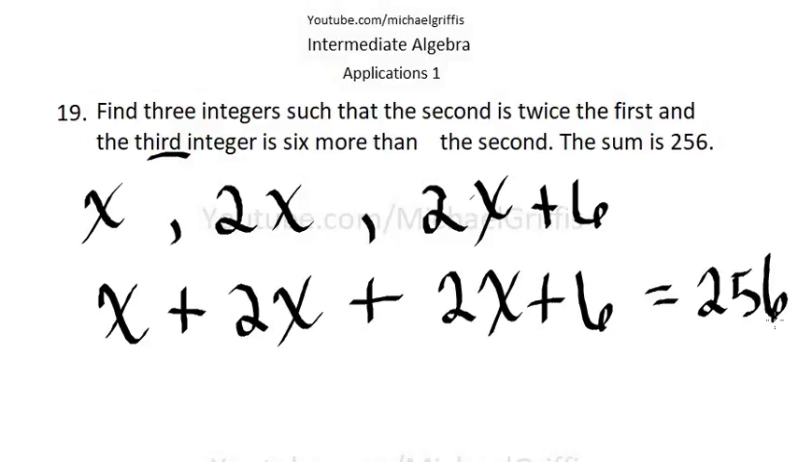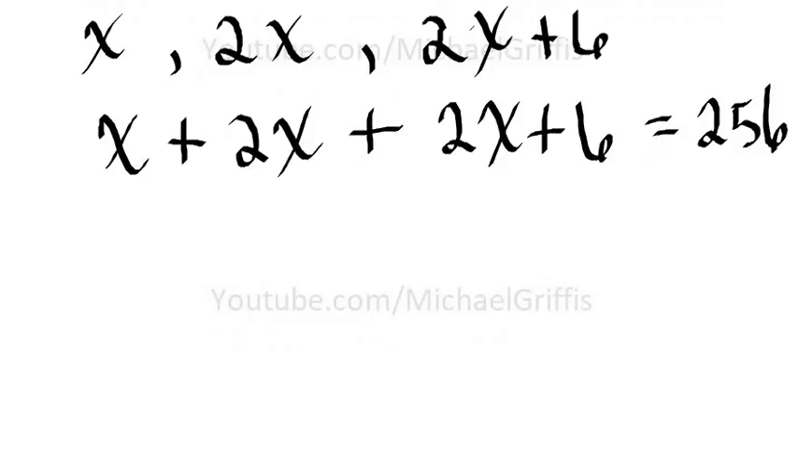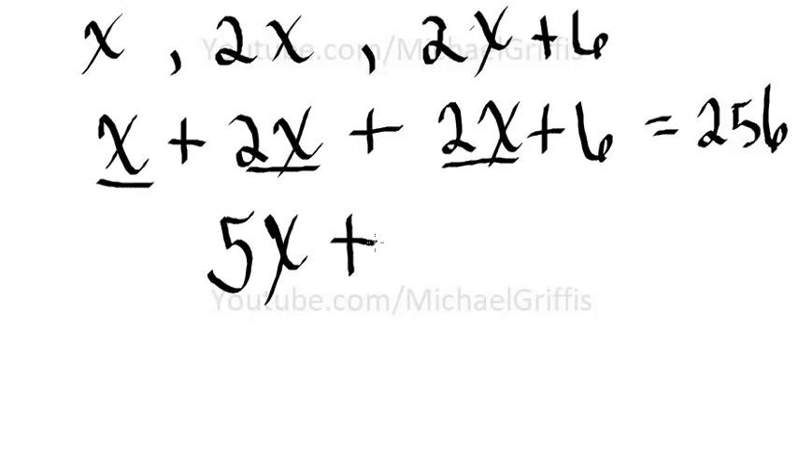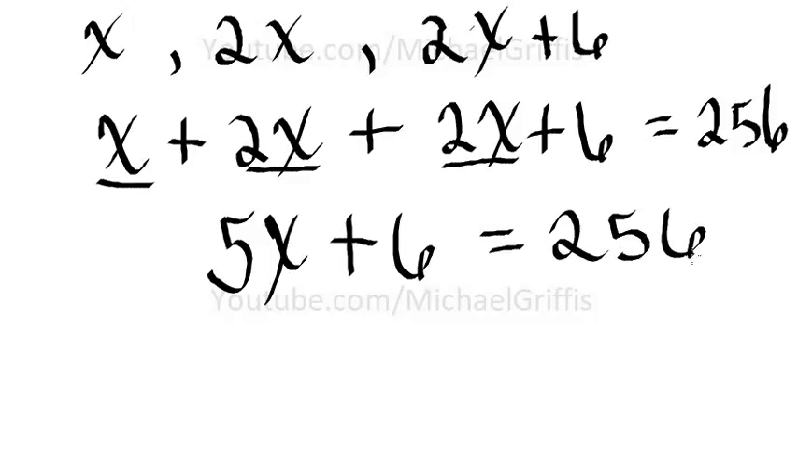So we want to simplify this equation and then solve for x. So let's look at all our like terms. x, 2x, there's another 2x, so that's going to be 5x. 5x plus, and then we've only got one constant term. And now that we've simplified the equation, let's go ahead and solve for x. So we subtract 6 from both sides.